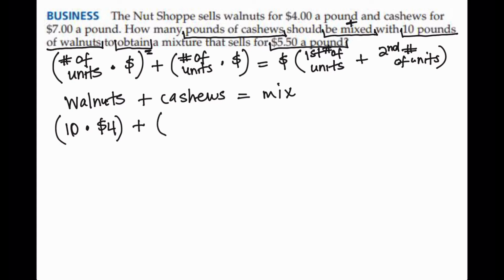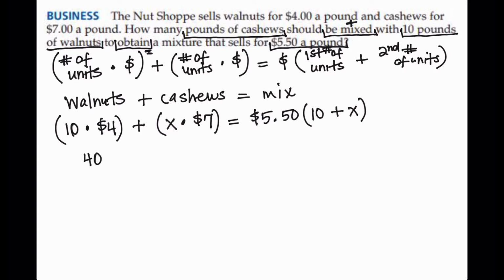Plus, the number of units for the cashews, we don't know. So I represent that with x, times the dollar amount per pound for the cashews, which is going to be 7. Now, the mix is going to cost $5.50. The first number of units is going to be 10, because that represents the walnuts, or 10 pounds. And the second number of units is going to be x for the number of pounds of cashews. So now you're at the point where you can just solve the equation.